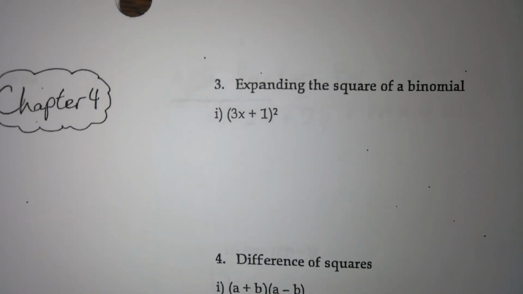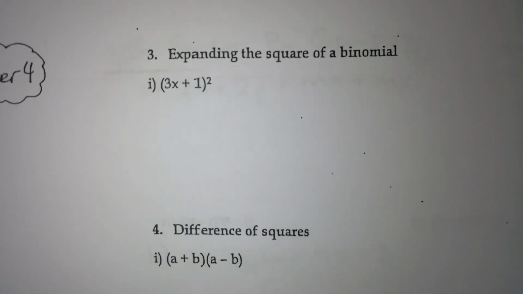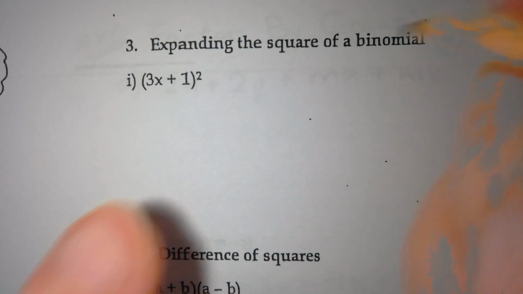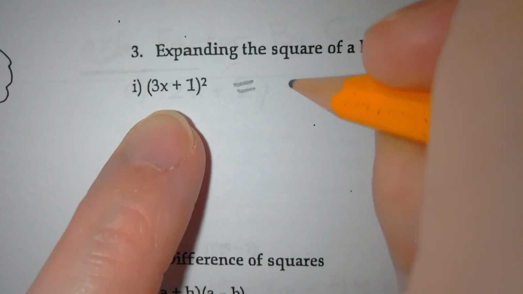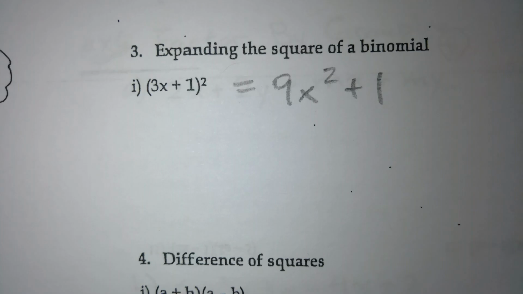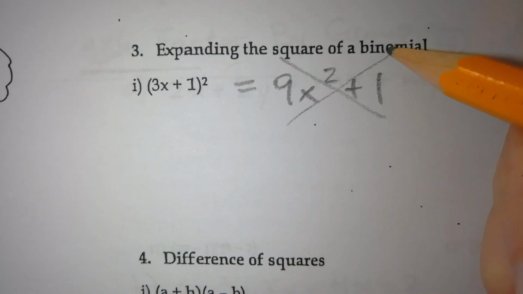This one right here. Expanding the square of a binomial. So 3x plus 1 squared. One common mistake that people do. I'm going to write this in pencil, so don't copy this down. When I give this question, a lot of people write equals 9x squared plus 1. Is this correct? Andy, is this correct? No, it's not. This is a common mistake.